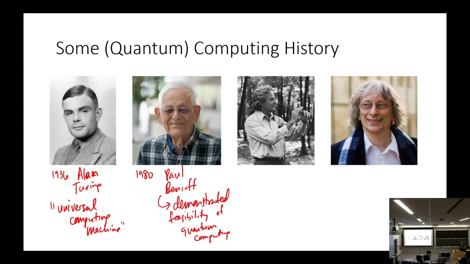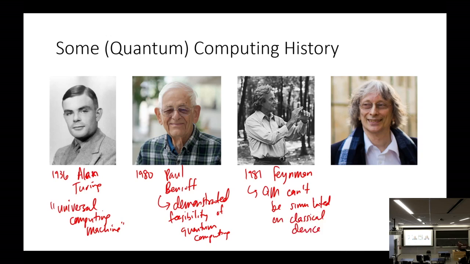And then in 1981, this is when Feynman came around and was thinking about this stuff. And he showed that quantum mechanics could not efficiently be simulated on a classical device, which set the stage for the goal of quantum supremacy. So when he was going around talking about this stuff, he made the very famous quote that a lot of you probably have heard of: nature isn't classical, damn it, and if you want to make a simulation of nature, you'd better make it quantum mechanical. And by golly, it's a wonderful problem because it doesn't look so easy.